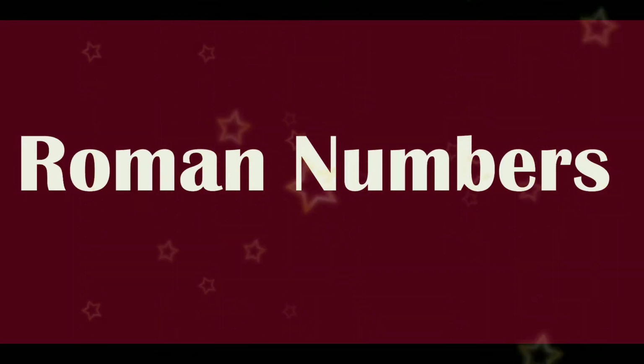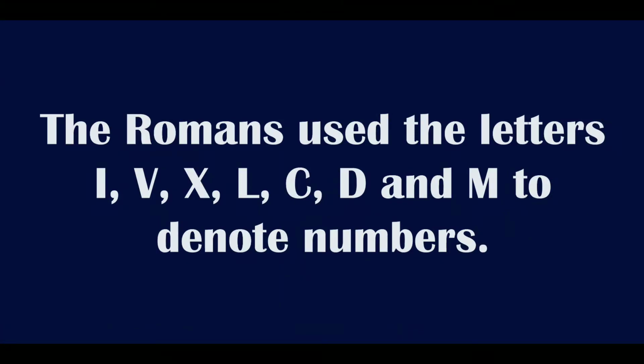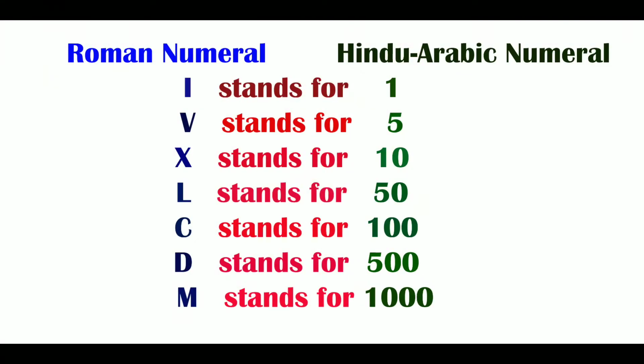Roman numbers. The Romans used the letters I, V, X, L, C, D, and M to denote numbers. I stands for 1 in Hindu Arabic numeral.